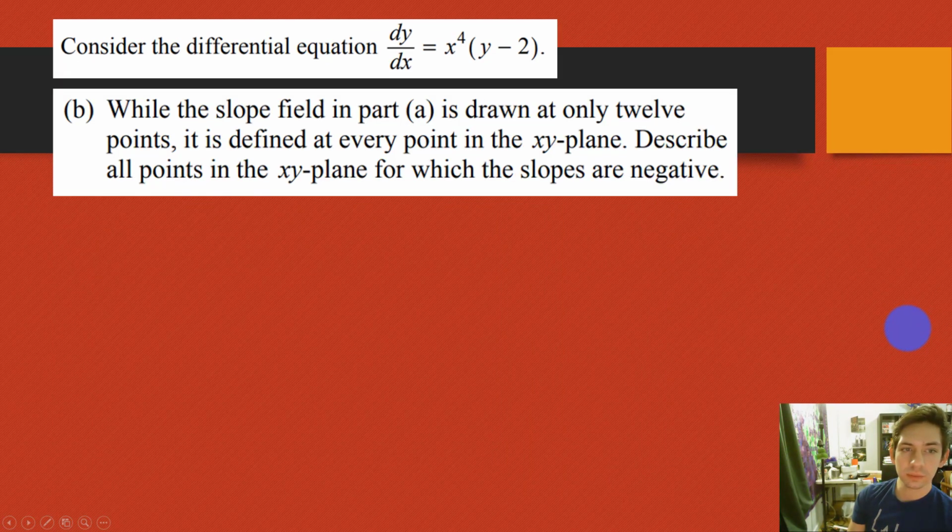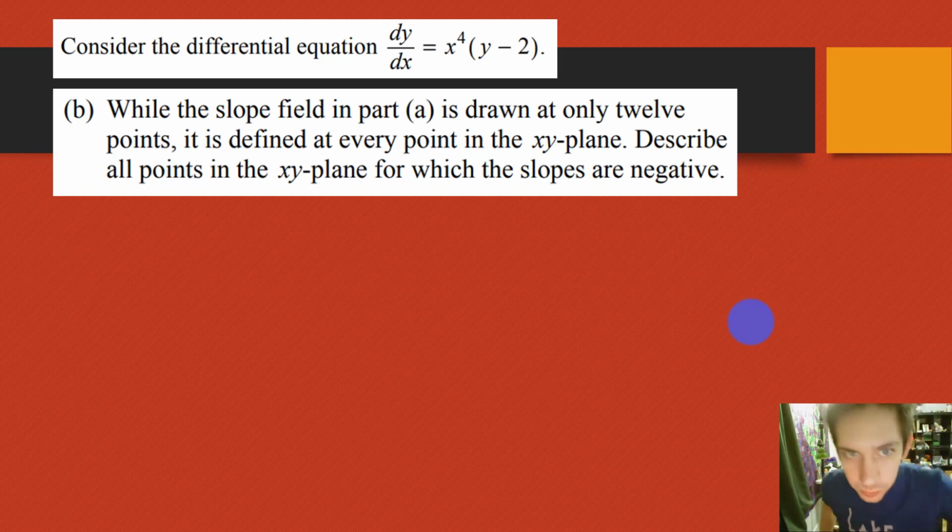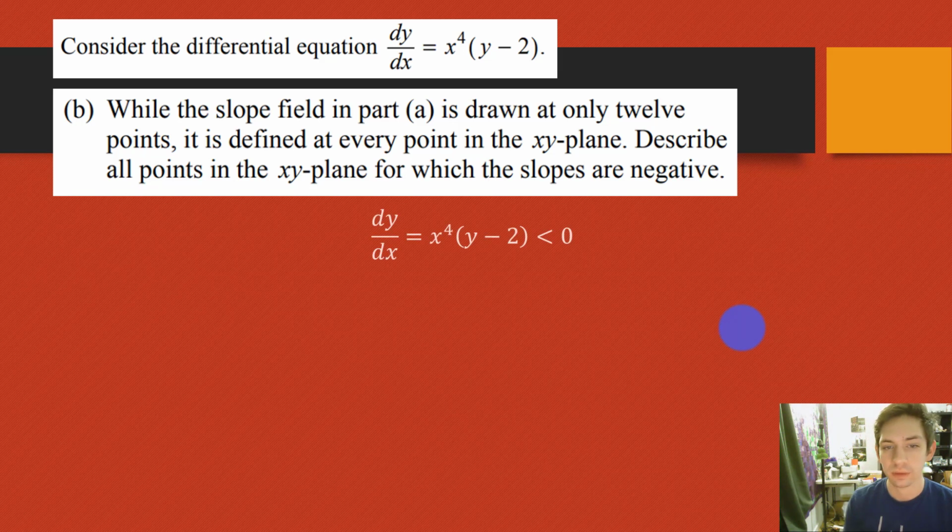Part B is actually the hard question that's only worth like 1 or 2 points. While the slope field in part A is drawn at only 12 points, it is defined at every point in the xy plane. Describe all points in the xy plane for which the slopes are negative. So if it's negative, it means it's less than 0.